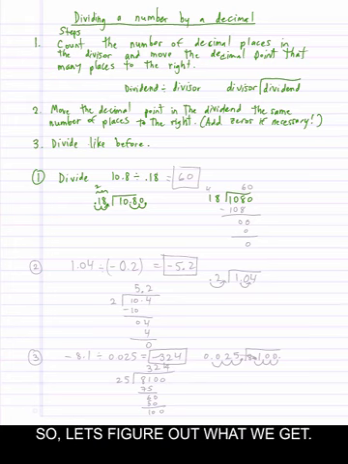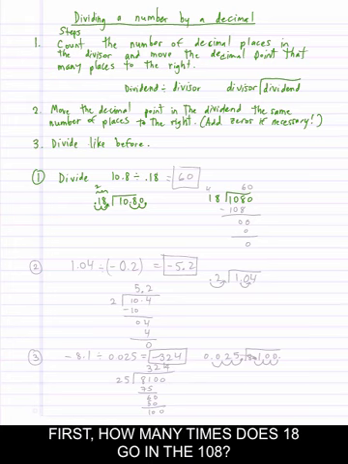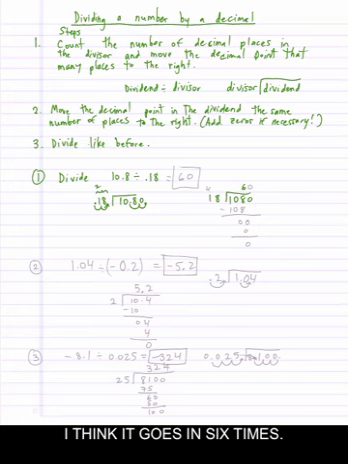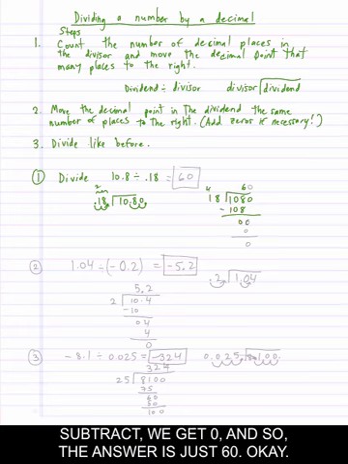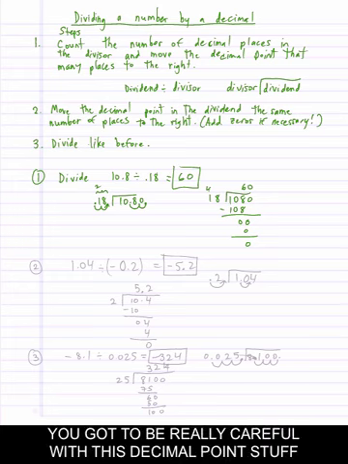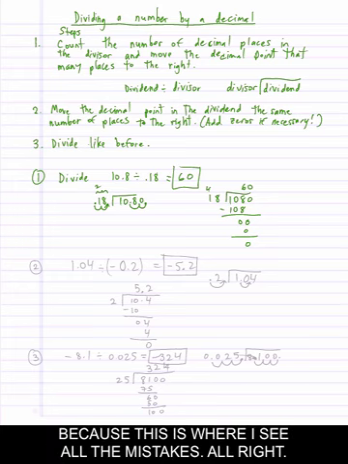So let's figure out what we get. First, how many times does 18 go into 108? I think it goes in 6 times. 6 times 8 is 48. 6 times 1 is 6 plus 4 is 10. Subtract, we get 0. And so the answer is just 60. Okay, you got to be really careful with this decimal point stuff because this is where I see all the mistakes.